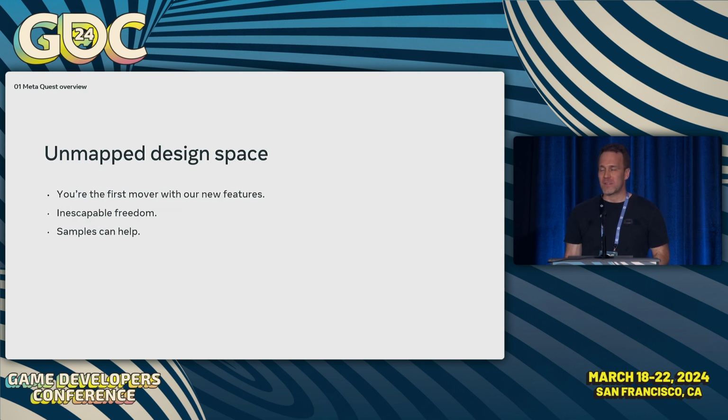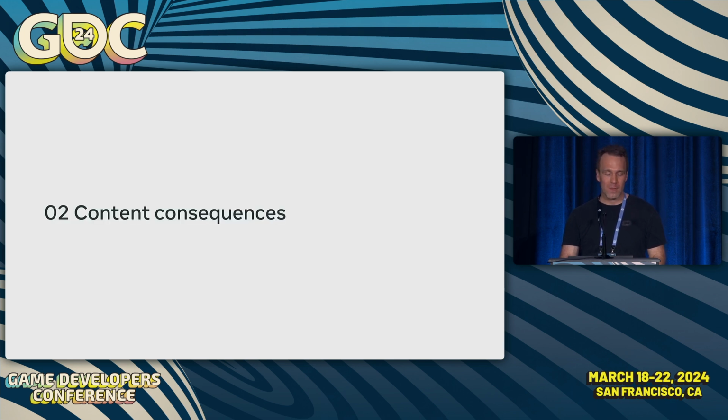Unmapped design space is a problem. There's a new user interface paradigm being established here. Having a computer strapped to your face, you don't have the constrained motion of a mouse. You don't have the high bandwidth input of a keyboard, unless you're using our relatively recent tracked keyboard or virtual keyboard solutions. Realistically, you're going to be innovating quite a bit, and that can have surprise costs for your schedule. So how does this play out in content?